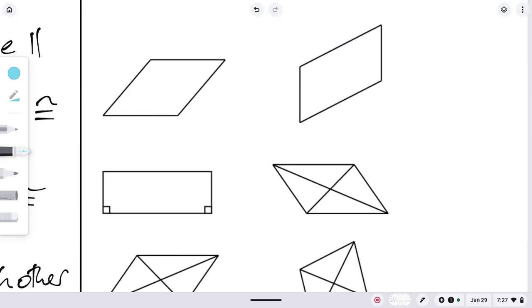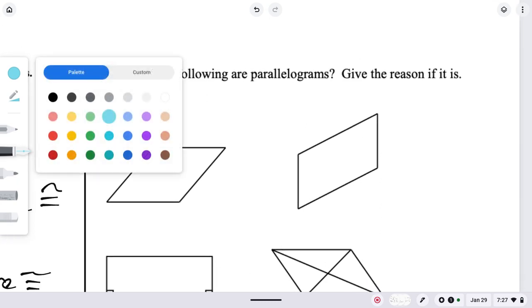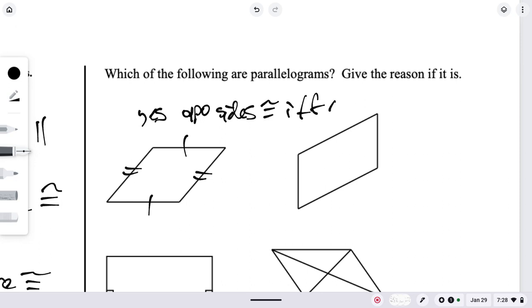So now we have some examples over here. Now your notes have a few extra marks that I might have to add in here to this picture, but on this first example, the marks look like this, and that means that both pairs of opposite sides are congruent. So yeah, this is definitely a parallelogram, and you'd say opposite sides are congruent if and only if it's a parallelogram, right?